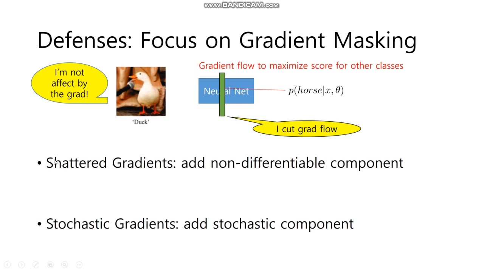There are two types of it. One is shattered gradients, which is adding a non-differentiable component to the neural network. Since it's non-differentiable, we cannot directly apply gradient descent or ascent to the input image. The second type is stochastic gradients, which is adding a stochastic component, usually around the input layer, to randomize gradient flow. These two together are called obfuscated gradients.